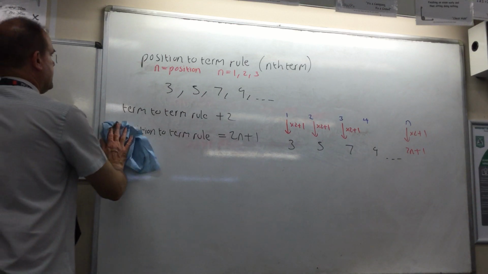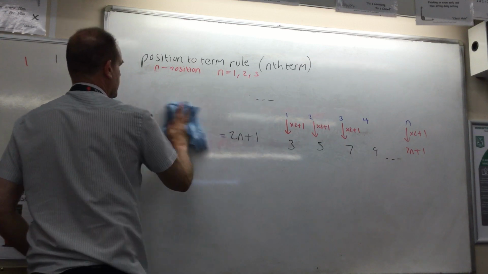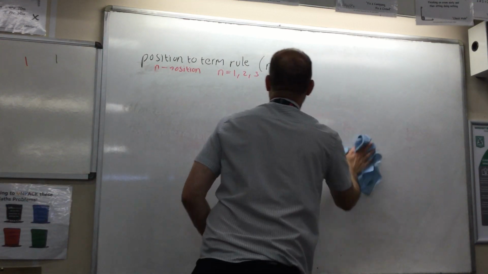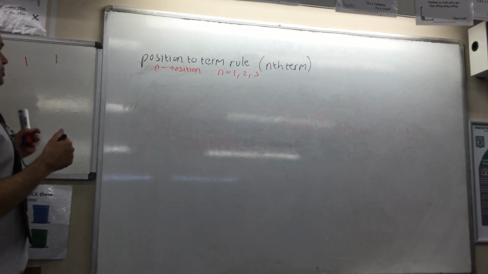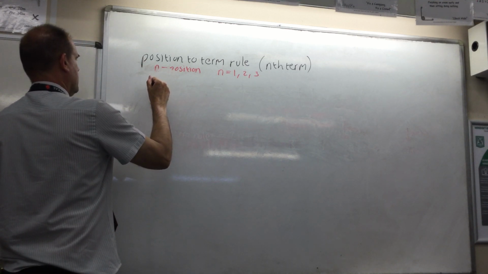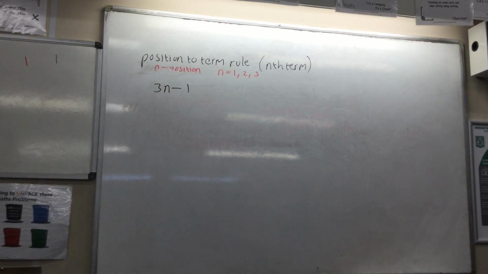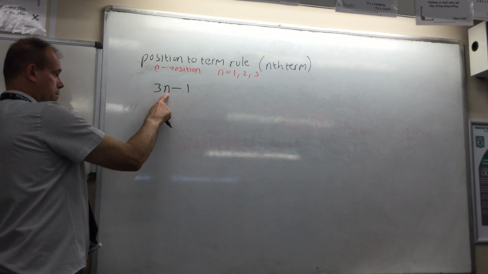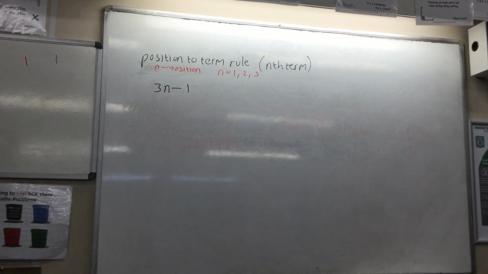So let's now move on to this rule here. Leave that on the board. It's called the position to term rule. For example, we'll come to generating this formula in a minute. Let's say I've got the formula, I don't know, 3n take away 1. That's the formula. What that does is relate the position to the term. When you get the position, you times it by 3, take away 1, and it will work out the terms at those different positions.